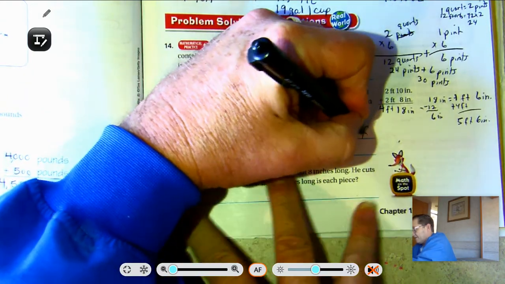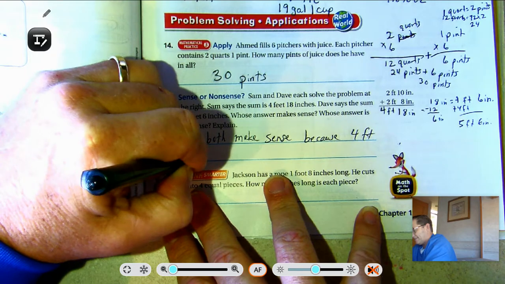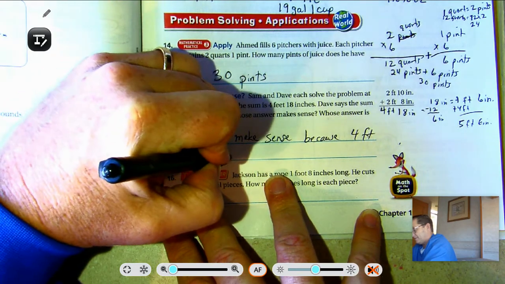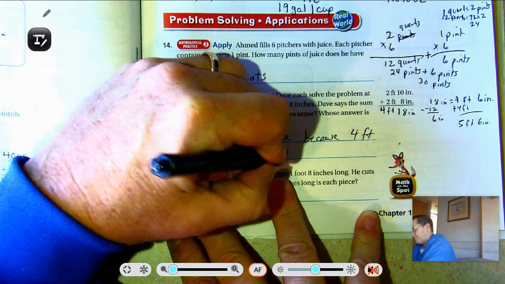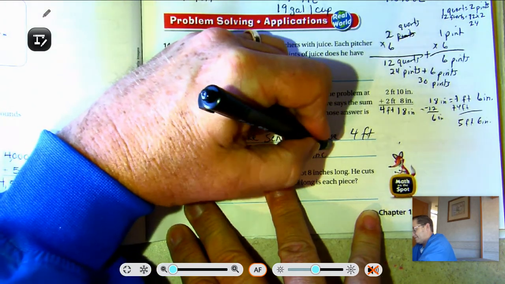Because 4 feet 18 inches equals 5 feet 6 inches.